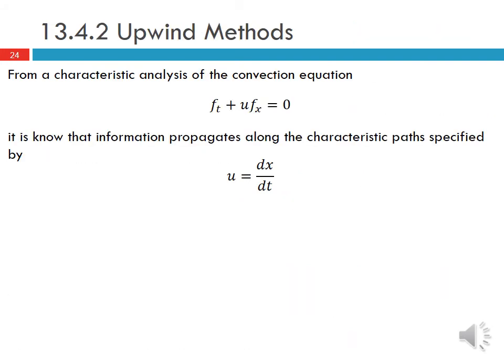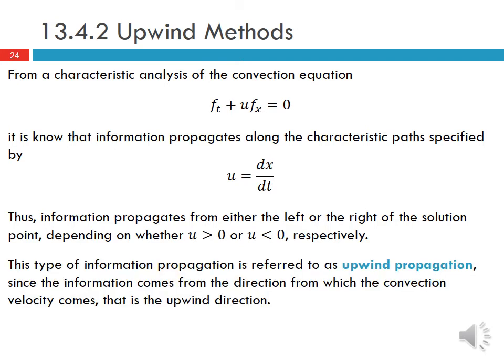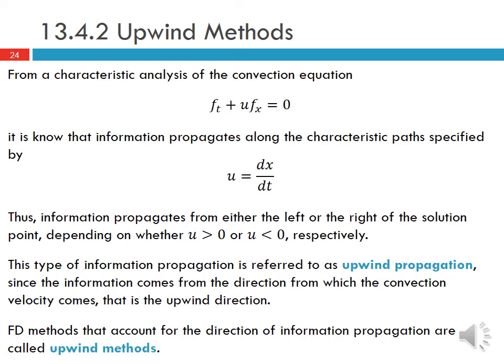From a characteristic analysis of the convection equation, it is known that information propagates along the characteristic paths specified by u, which is dx/dt. This information propagates from either the left or the right of the solution point, depending on whether u is greater than or less than 0. This type of information propagation is referred to as upwind propagation, since the information comes from the direction from which the convection velocity comes, which is the upwind direction. Finite difference methods that account for the direction of information propagation are called upwind methods.